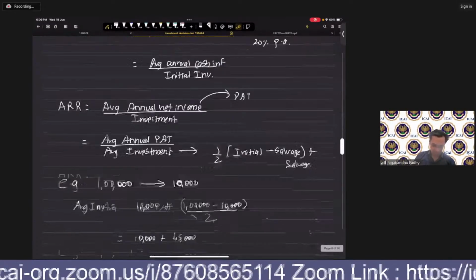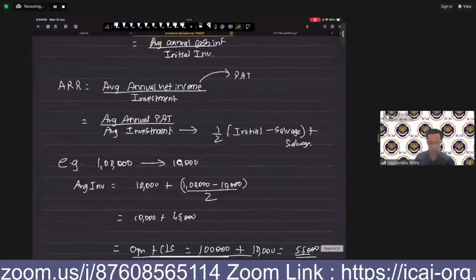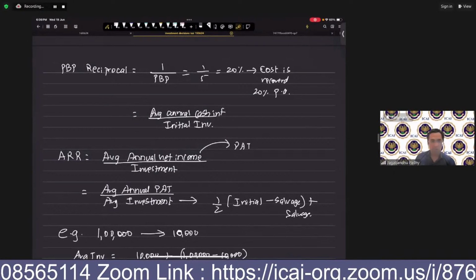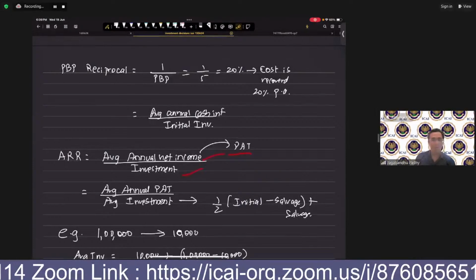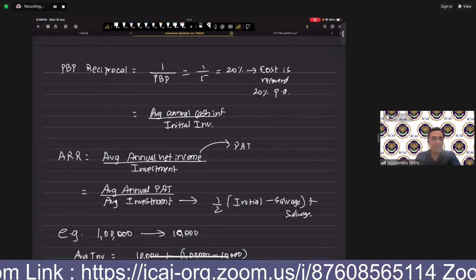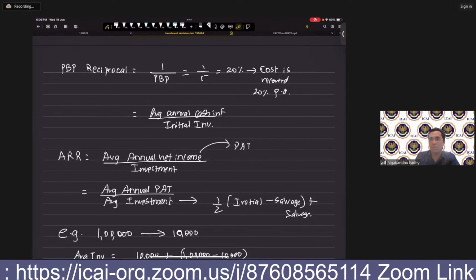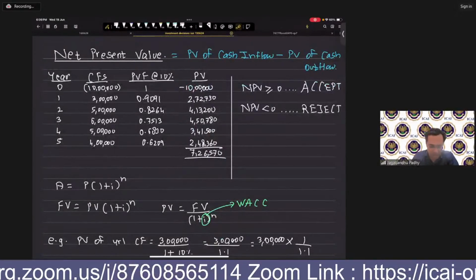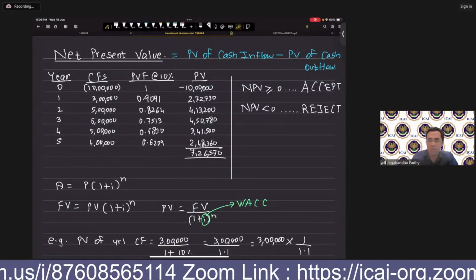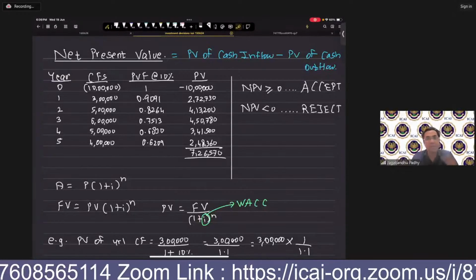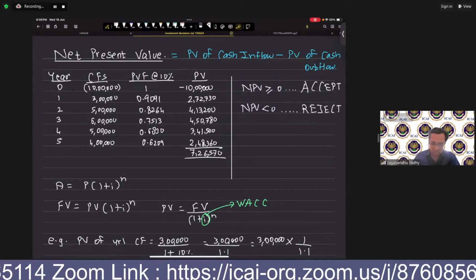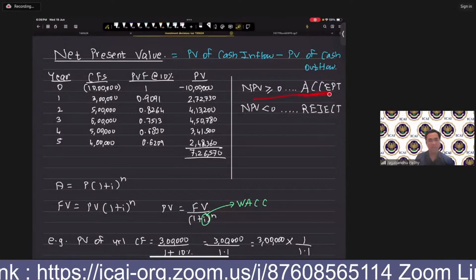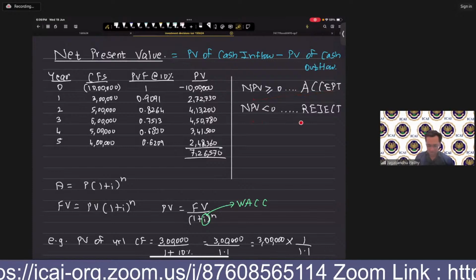After that, we went with the ARR, the average rate of return or accounting rate of return, wherein we stated it should be profit after tax, the average annual net income divided by investment, and it is always presented as a percentage. And the decision was to select the project with the higher return. Then we started with the net present value, which was simply the present value of cash inflows minus the present value of cash outflows. The decision rule is that if your NPV is greater than or equal to 0, we are going to accept it. If it is less than 0, then we are going to reject it.